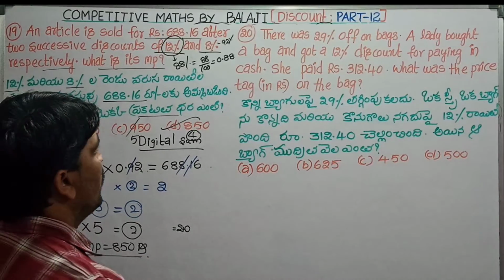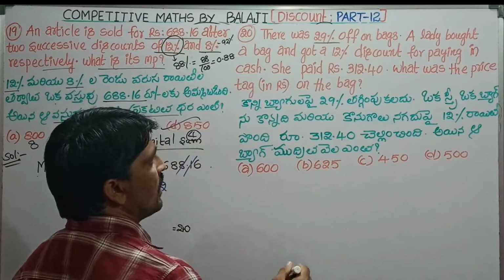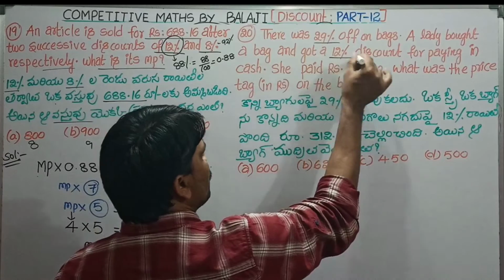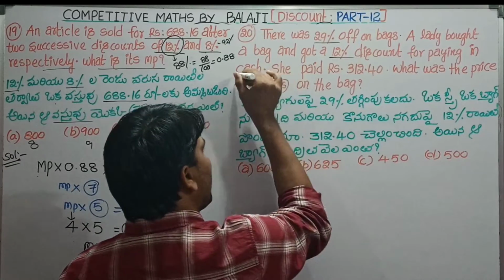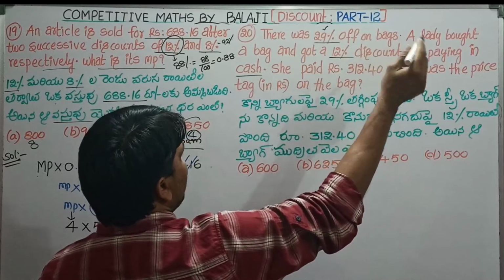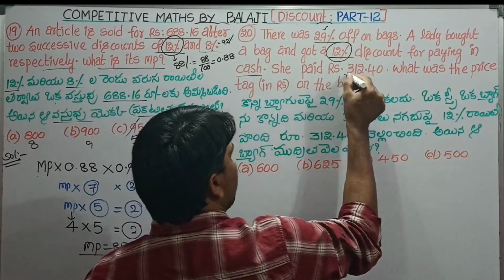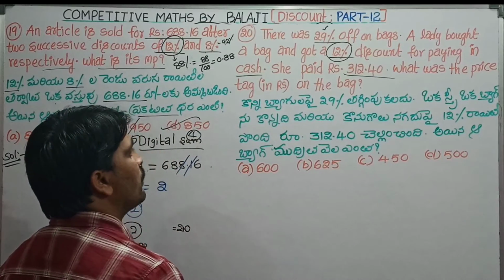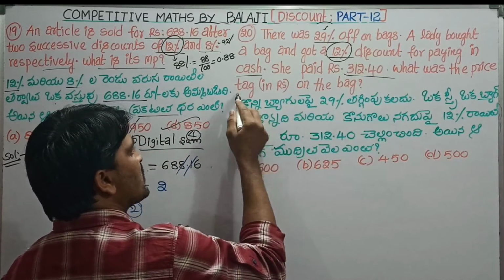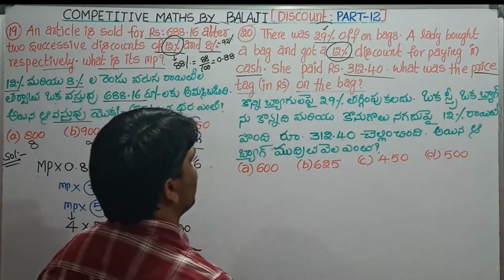Next, same model question. There was 29% off on bags. A lady bought a bag and got 12% discount for paying in cash. Already there was 29% off; by paying cash, she got 12% additional discount. And she paid rupees 312.40. What was the price tag in rupees on the bag? Price tag is nothing but the market price of the article.